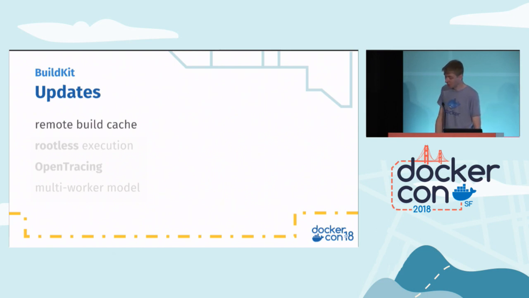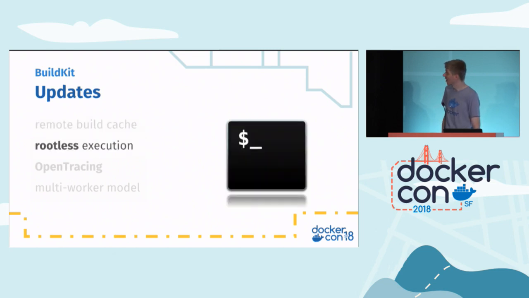So these were the integration points. Let's see what's new in the standalone version from the last time. I already showed you we have finished up the remote build cache thing. It seems to work quite well in our tests. Then we now have support for rootless execution. So if you do a little bit of setup, you can start BuildKit with a regular user. Thanks to Akihiro Suda for a lot of work on this front.